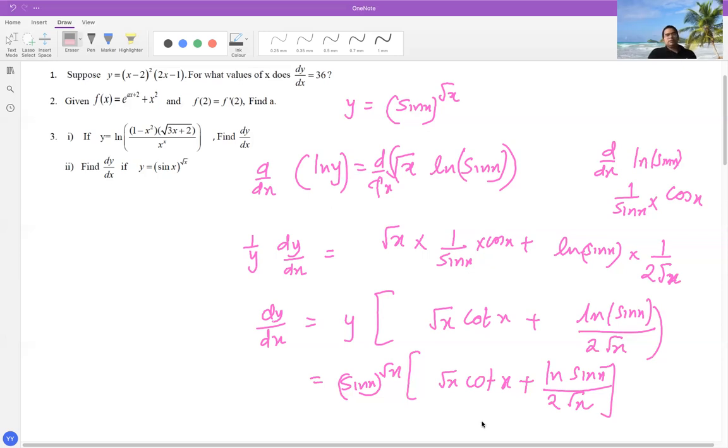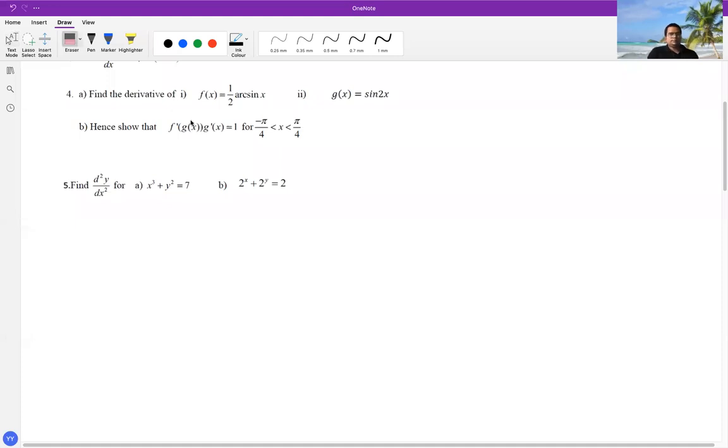Now let's try to do some of the questions in more depth. What you have to find is the derivative of f(x) equals half arc sine x, and g(x) equals sine 2x. When finding the derivative of this, f dash x for arc sine x is given in the data booklet, and it is 1 over root 1 minus x squared. And since there's a half here, it gets multiplied. So that's the derivative of that part.